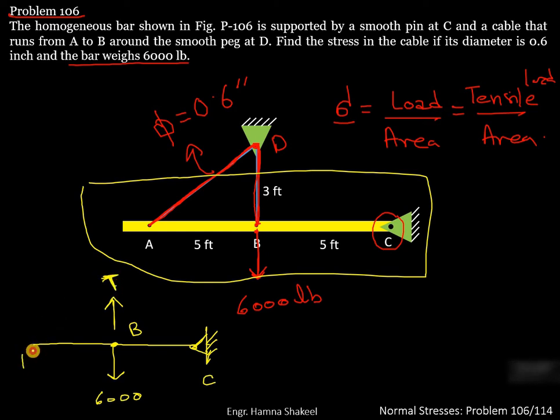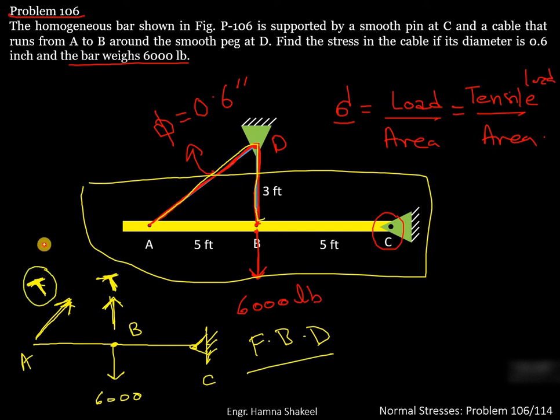And here at point A, again, you have the same tensile force. The tensile force here and here is the same because this cable is running over this peg. So this is basically the same cable. So whatever tensile load you represent here will also be represented on this side. So now you have got your free body diagram. We can solve this diagram to find the value of tensile load and we can use this value of tensile load to find the stress in the cable.